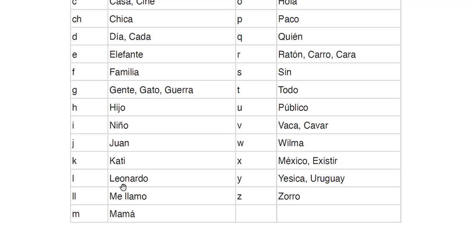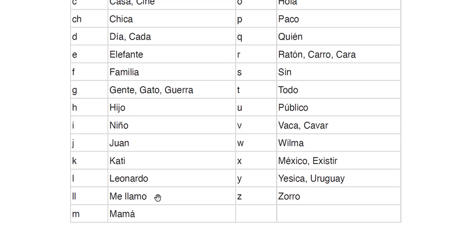L, Leonardo. So the letter L just makes the L sound. The double L, however, makes the English Y sound. So, me llamo, llamo. There are some variations with this Y sound. Around Mexico, it makes the English Y sound, like yo-yo, llamo. If you go further south toward Central America, it takes on more of a J sound.